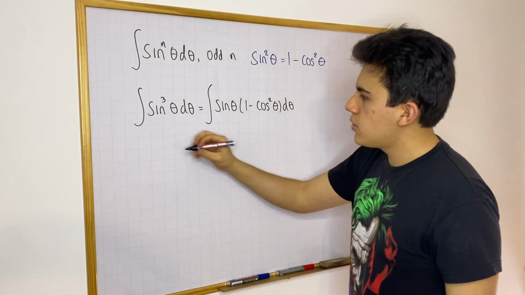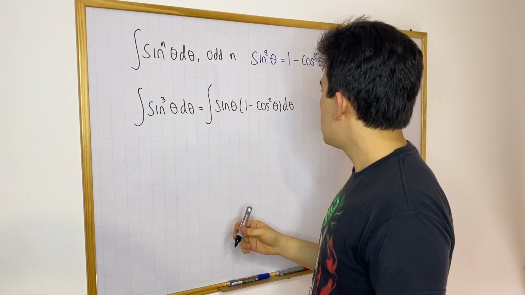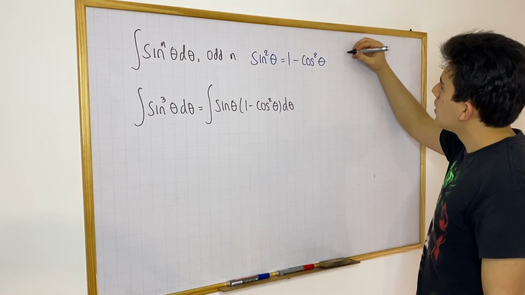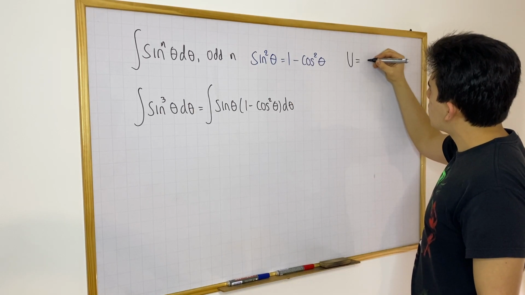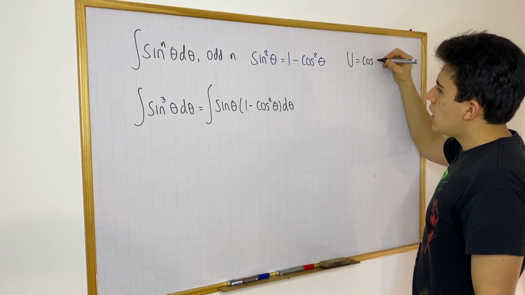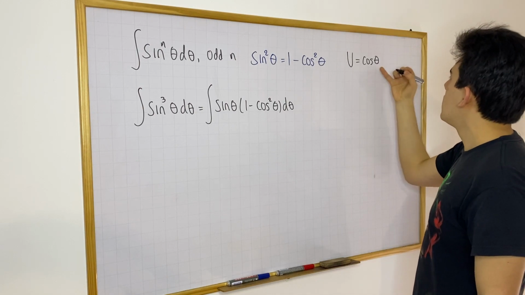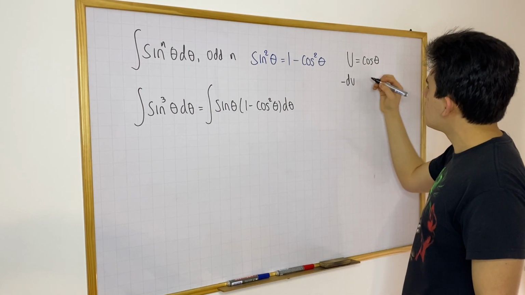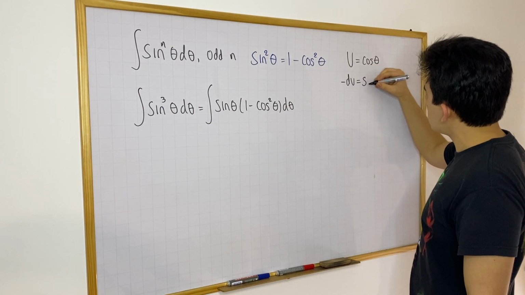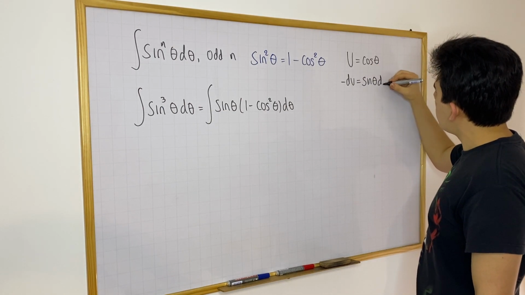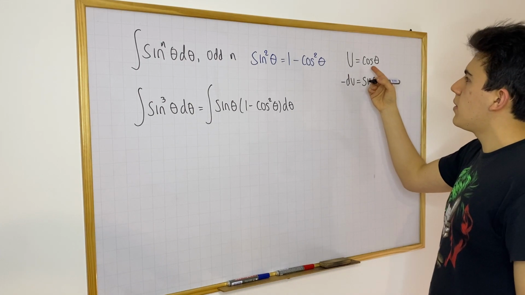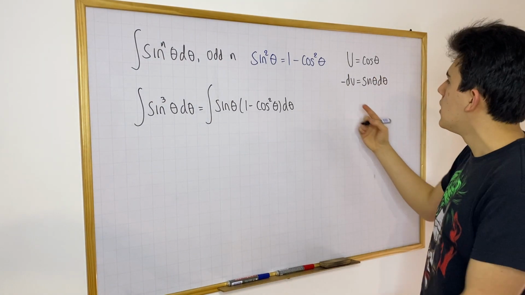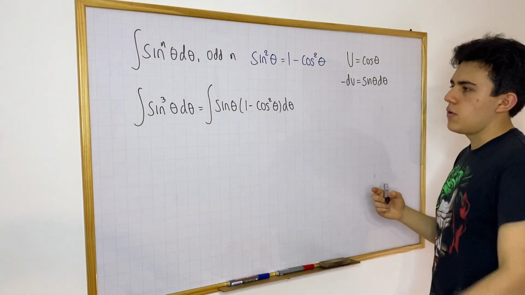So I'm going to do substitution up here, okay? Let's say that we let u be equal to cosine theta. Then we get that minus du is going to be equal to sine theta d theta, okay? Remember the derivative of cosine gives you a negative in front, so you can simply move that negative to the other side, okay?